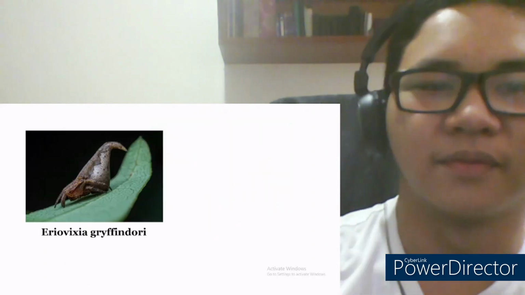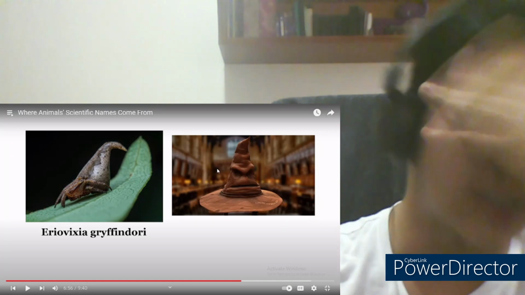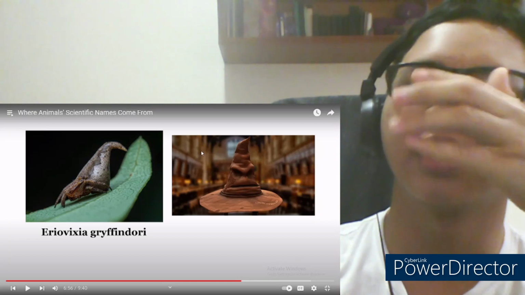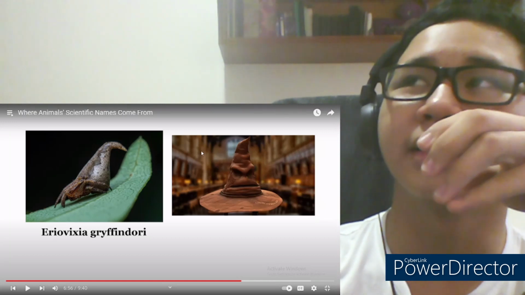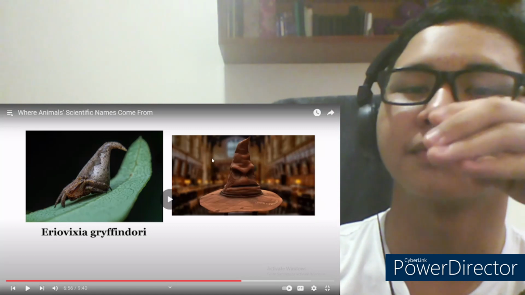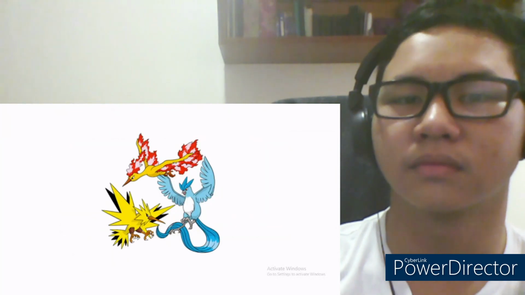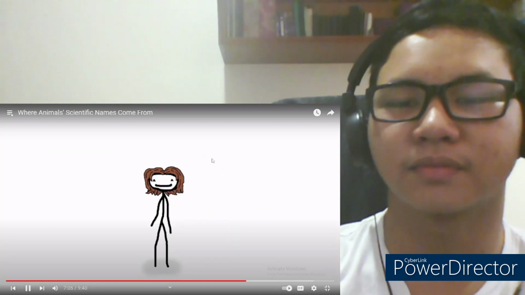This spider was named after Godric Gryffindor because it looked... Wow, even fictional characters from movies and books got themselves named after insects. Looks like the Sorting Hat. SpongeBob has not a sponge, but a fungus. The legendary birds from Pokemon each have their own, you guessed it, beetle, and the list goes on. Nope, I didn't guess it. Scientists are nerds. Who knew?